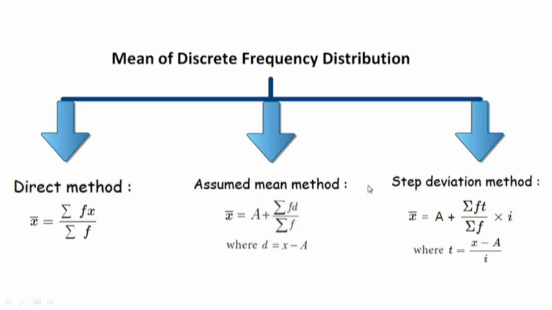And in step deviation method we have this particular formula, where a is again your assumed mean only. You will understand the i and t later. If i is known you will be able to understand what is t. T is nothing but x minus a whole divided by i. So this is your step deviation method. Without further delay, let's see the problems.